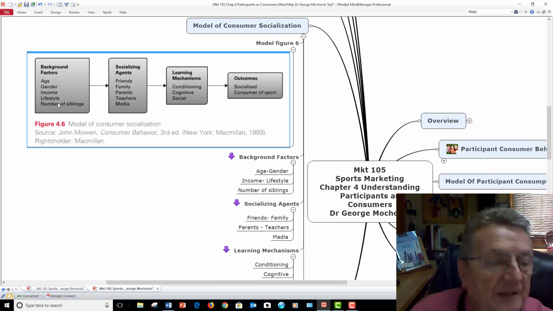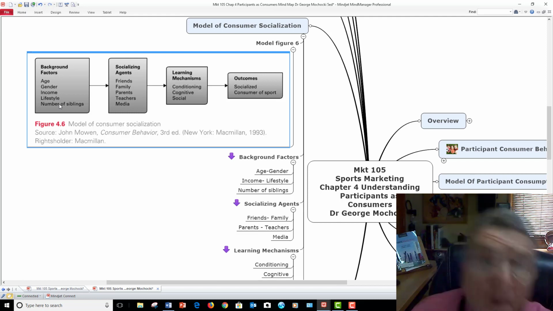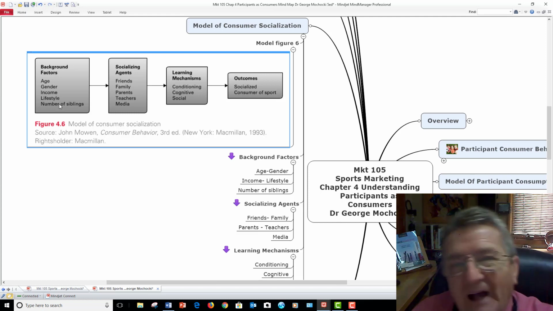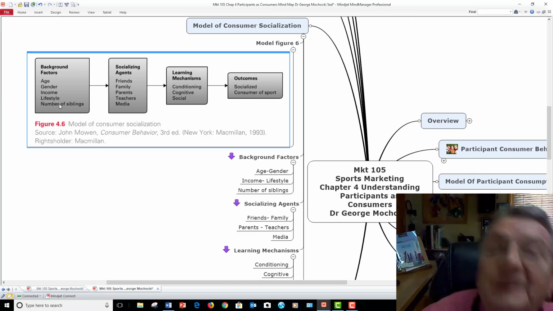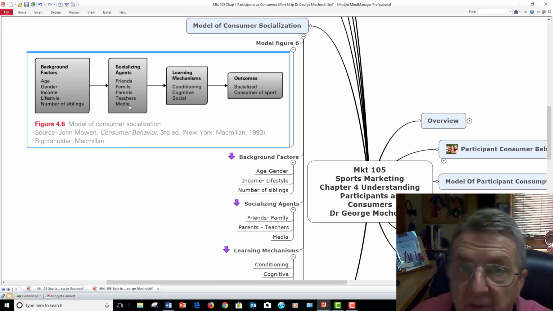All right. And then number of siblings. Number of siblings makes a big difference because a lot of times if my brother or my sister played that sport, odds are I want to be like him or better than him or her. Okay? Socialization: friends, family, parents, teachers, media. That's what I'm trying to do here.